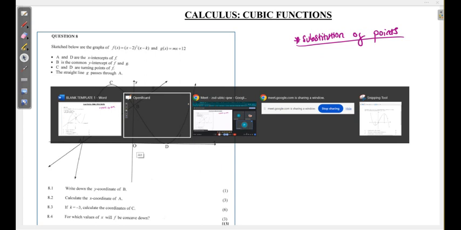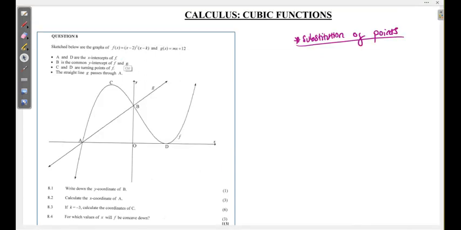Then now they say, sketched below we have the graphs of f and g. A and D are the x-intercepts of f. Very important. A and D are x-intercepts, and B is the common y-intercept for both. The fact that they said they're x-intercepts, I don't waste time. I easily say, okay, here I'm going to have x, and then 0. Remember that x-intercepts means the y is 0. So even for D, we already know that it's 0 here. We just don't know x, right?